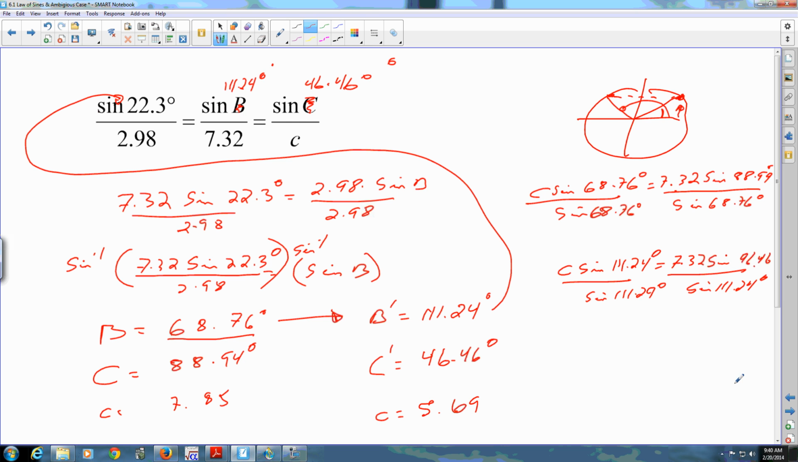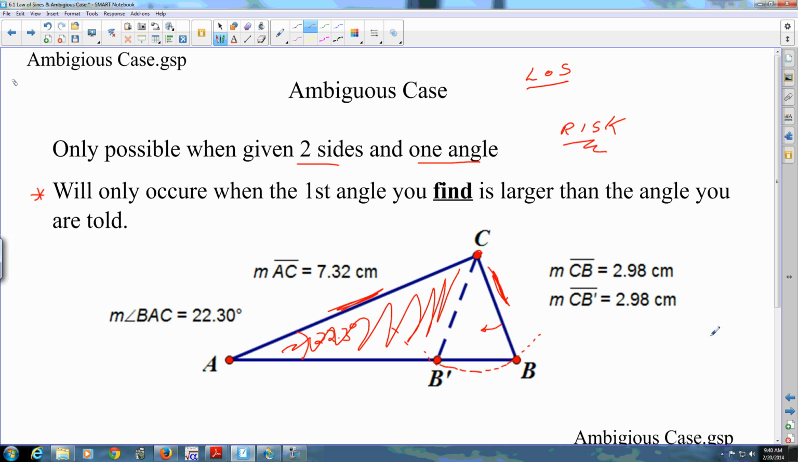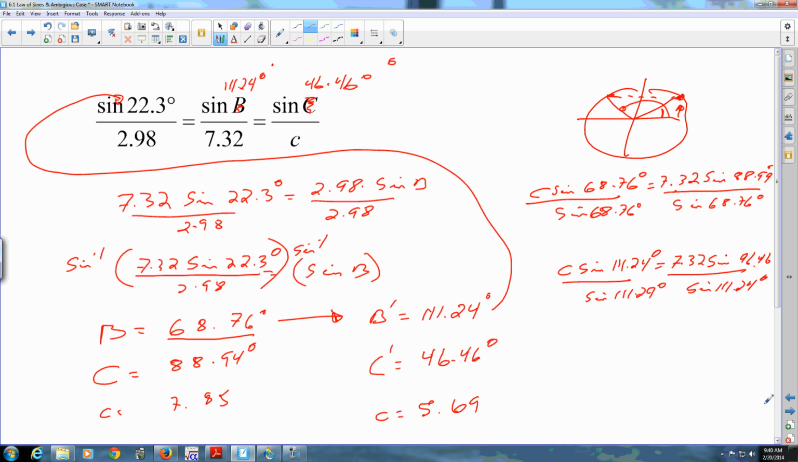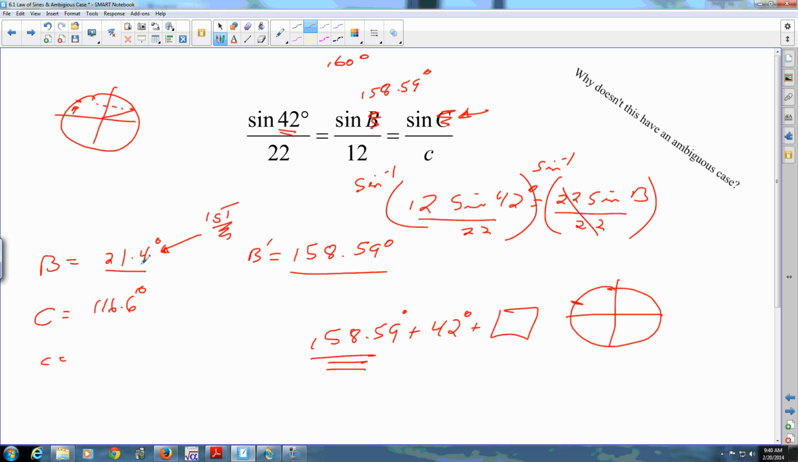So if I go back to the first slide here, the ambiguous case only occurs when the first angle you find is larger than the angle you're told. Then you're going to have an ambiguous case. This one has the ambiguous case because the first angle you found is larger than what you're told, so its supplement is small enough to allow for a third angle. The first angle you found is smaller than what you're told, so its supplement is too big to allow for a third angle. I think that's the last screen.